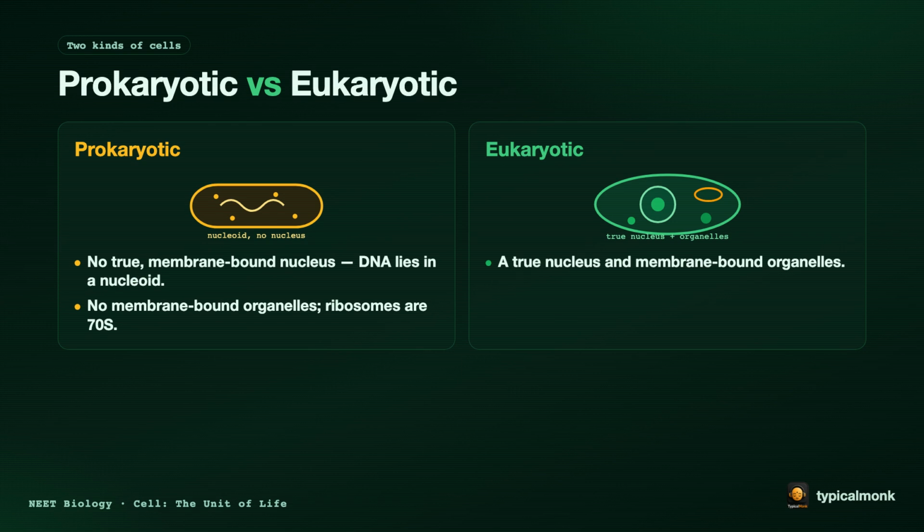A eukaryotic cell has a true nucleus, wrapped in a membrane, and many membrane-bound organelles. These cells are usually bigger. Plants, animals, fungi, and protists are all eukaryotic.